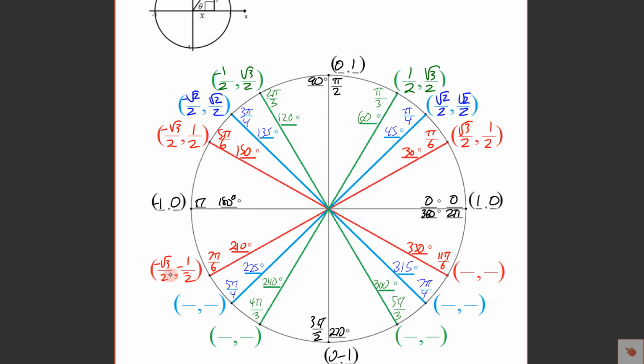Negative radical 3 over 2 in size and absolute value is bigger than 1/2. Because this is a small reference angle, we're going to go further to the left than we do going down. If this is a 45-degree reference angle, we're going exactly the same amount in each direction. So this is going to be negative radical 2 over 2, negative radical 2 over 2. This one's going to be negative 1/2, negative radical 3 over 2.